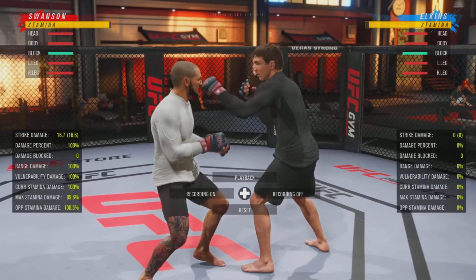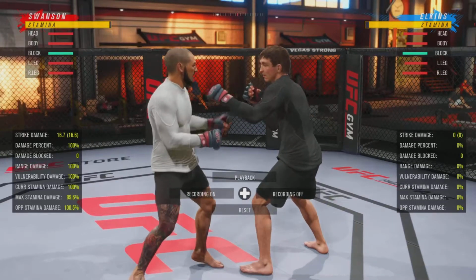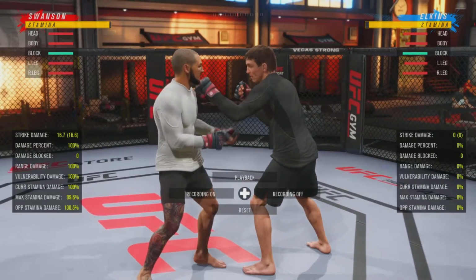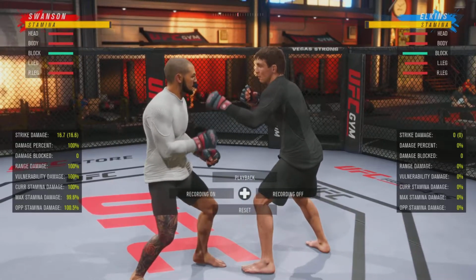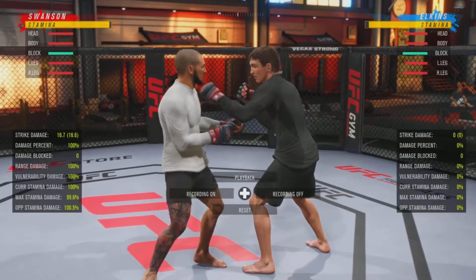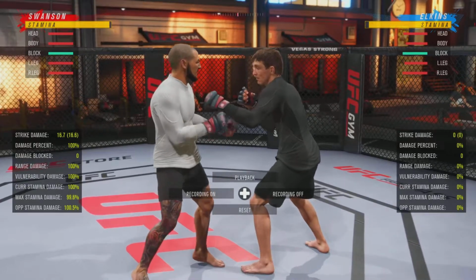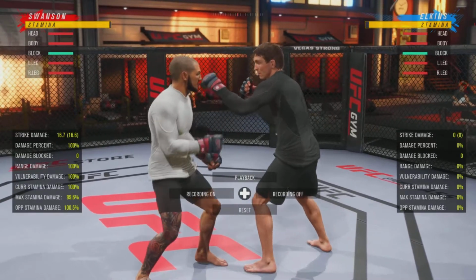So let's get into the last thing and the most important thing that I have for you guys, and that is what are frame traps and how to execute and defend against them. Now, I get this question a lot when I am on stream. Crix, what are frame traps?